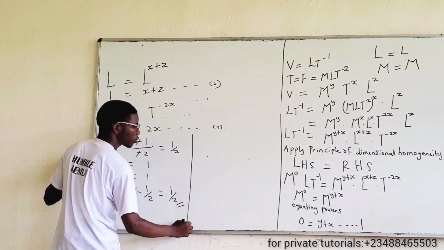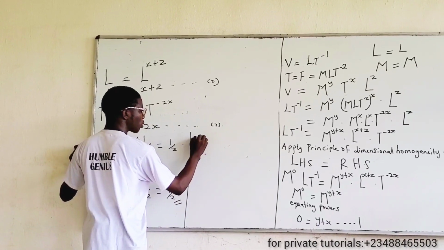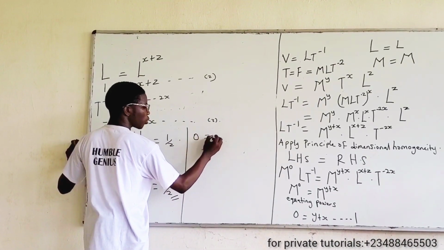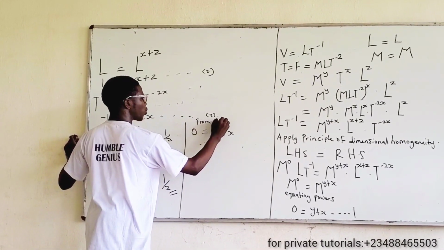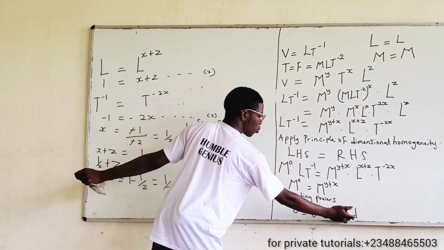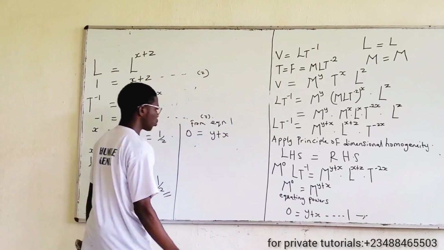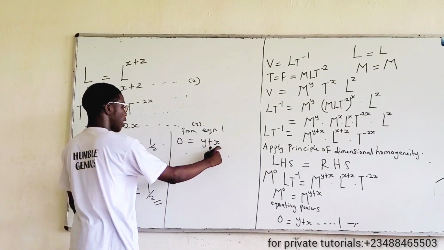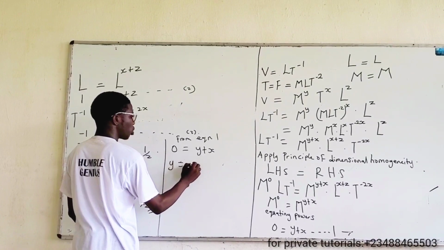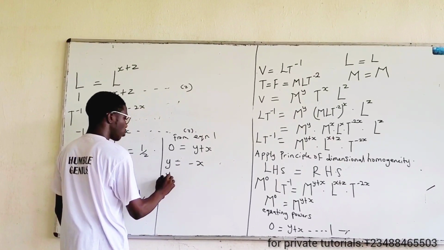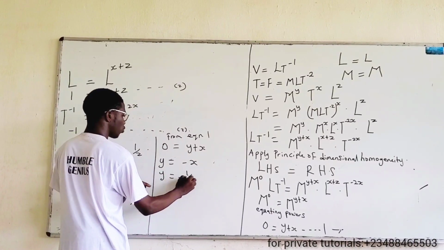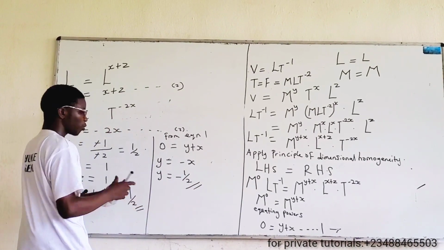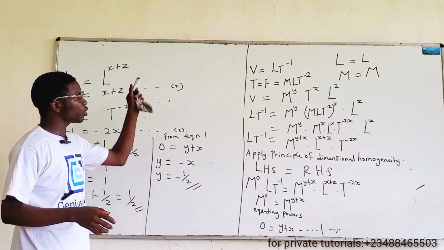So let's solve. From equation 1, I have 0 equals y plus x. This is equation 1. I need to find my y from here. I know x. So y, of course, is supposed to be equal to minus x. So y is equal to minus, what's our x? Our x is 1 over 2, so y is minus 1 over 2. Simple. With what we have now, we'll substitute it into the original relation.